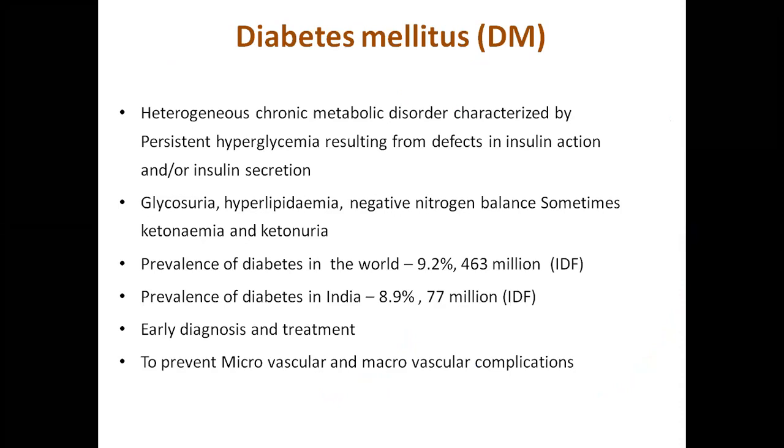Diabetes mellitus is a heterogeneous chronic metabolic disorder which is characterized by persistent hyperglycemia resulting from defects in insulin secretion and or insulin action. What are the clinical features of diabetes? We all know they are mainly characterized by hyperglycemia, then glycosuria, hyperlipidemia, negative nitrogen balance, sometimes ketonemia and ketonuria.